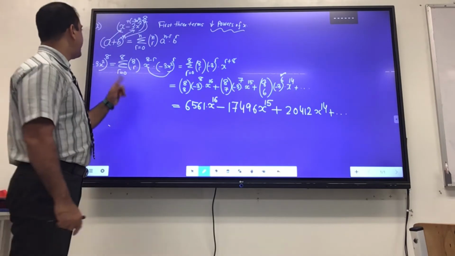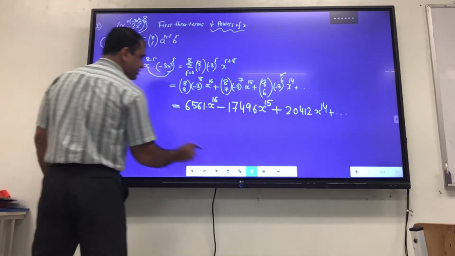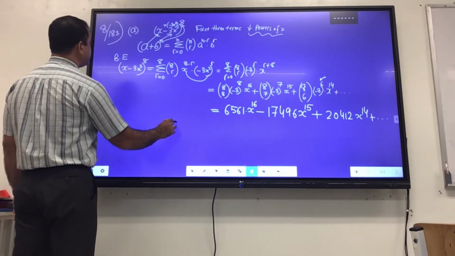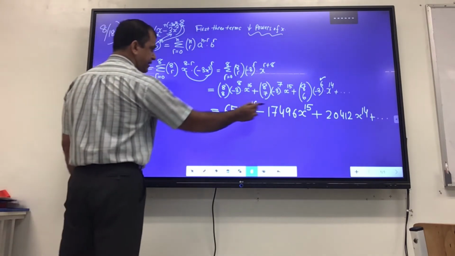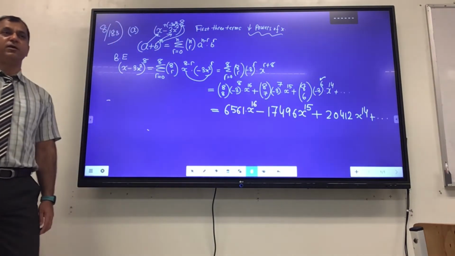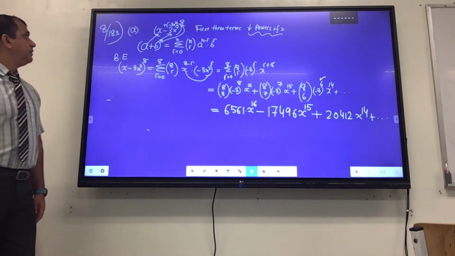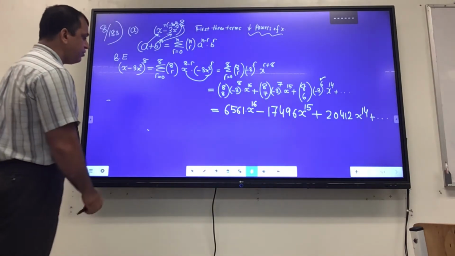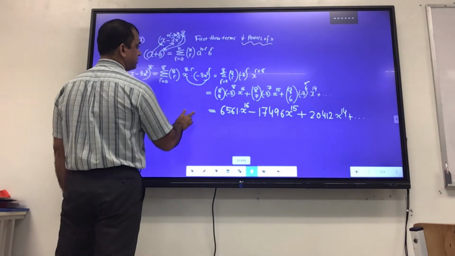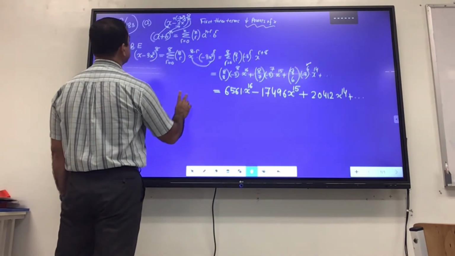So our target of the first question was to find the first 3 terms, and the first 3 terms are here. Is it okay, guys? These are okay? A part is done. Let's move on to the B part.